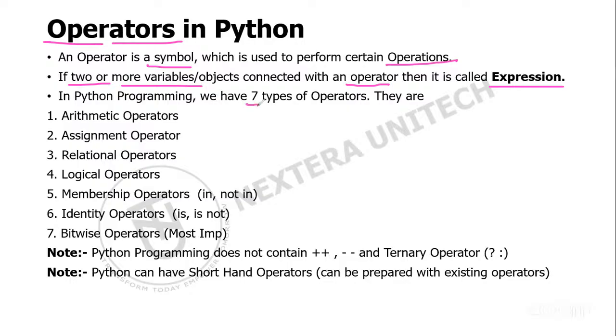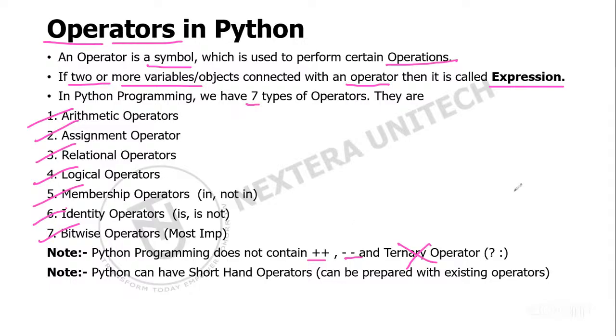In Python, there are in total 7 types of operators. What are they? Arithmetic operator, assignment operator, relational operator, logical operator, membership operators, identity operators, and bitwise operators. I repeat: arithmetic, assignment, relational, logical, membership, identity, and bitwise. So let us understand one by one, and we'll also focus on the hands-on for each and every type of operator. And in Python, there are no operators like plus plus, minus minus, and ternary operators. They're not supported.